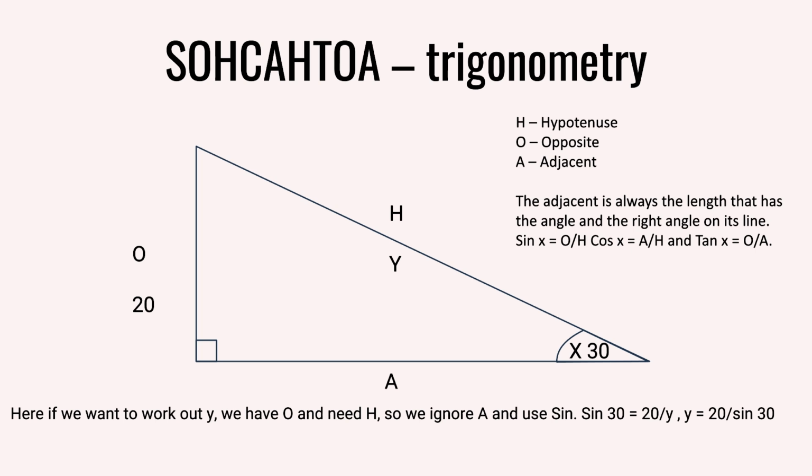Here you can see sin equals O over h, cos equals A over h, and tan equals O over a. So if we want to work out, say, y in this scenario, y is our h, and we can see O is 20, and we know x is 30. So we use sin, because we have O and h, and we don't need a, so we ignore it. So as I've written at the bottom, we use sin 30 equals 20 over y, meaning y equals 20 over sin 30. And sin 30 is a half, so 20 over a half, which is 40.